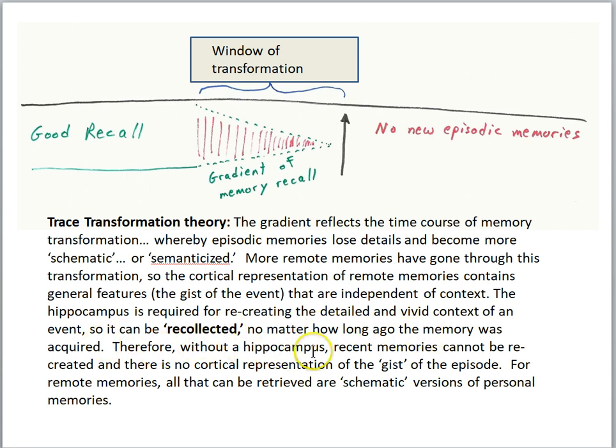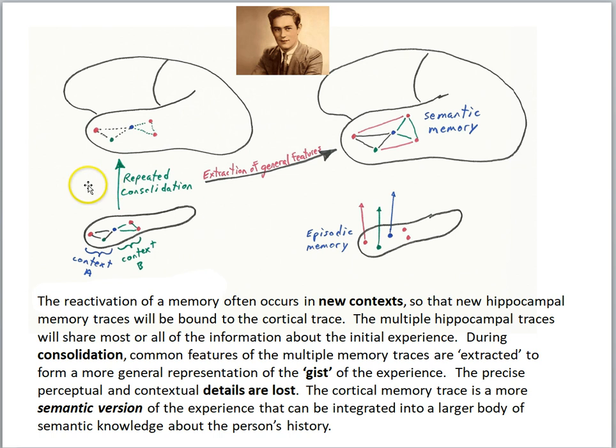Therefore, without a hippocampus, recent memories cannot be recreated and there is no cortical representation of the gist of the episode. For remote memories, all that can be retrieved are schematic versions of personal memories. So what is it that is happening during this memory transformation? Well, let's look on the left part of the diagram.